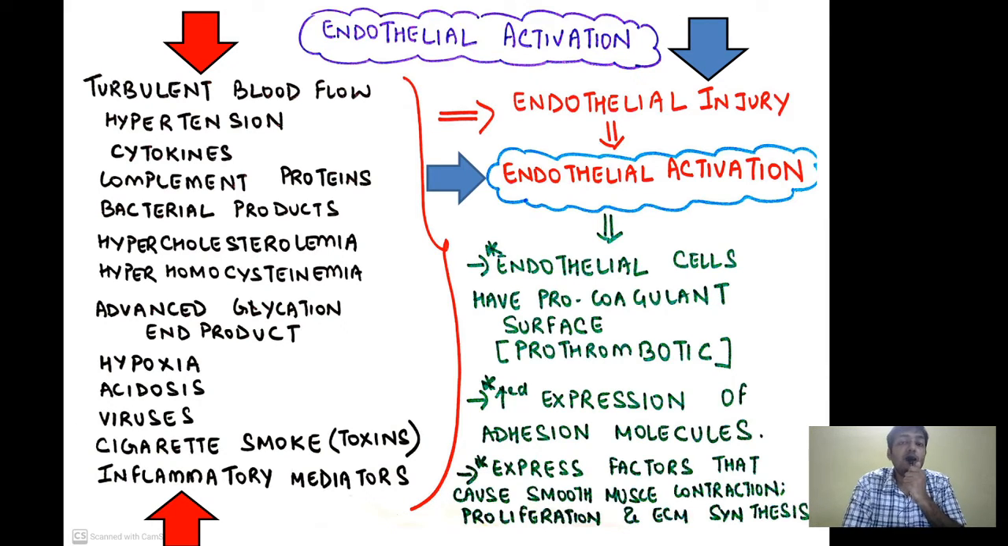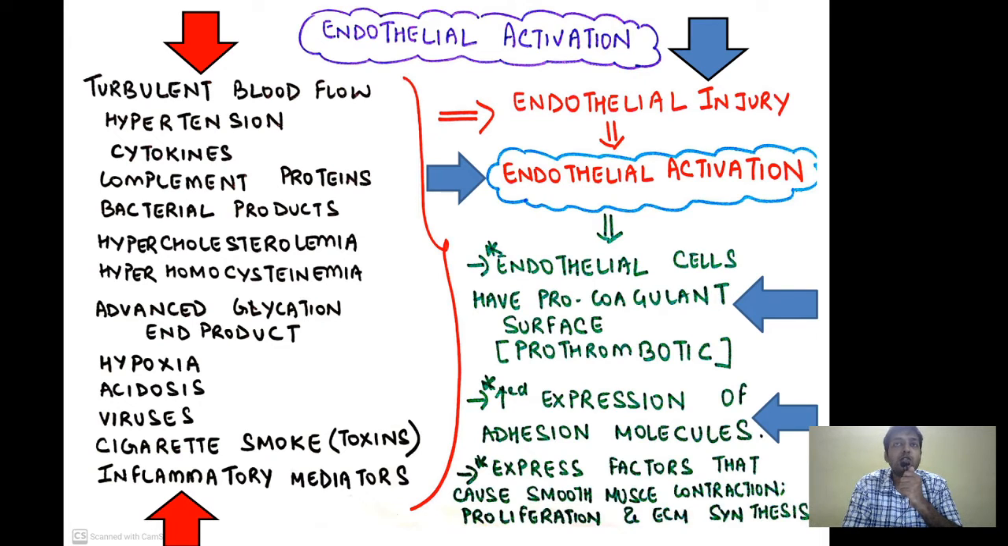So when I am using this term endothelial activation, what do I mean? I mean that the endothelial cells now have a prothrombotic tendency, that is, they have a procoagulant surface. They want to promote the process of clotting, the formation of the platelet plug, and activation of the coagulation cascade. So the endothelial surface now has a procoagulant or prothrombotic tendency.